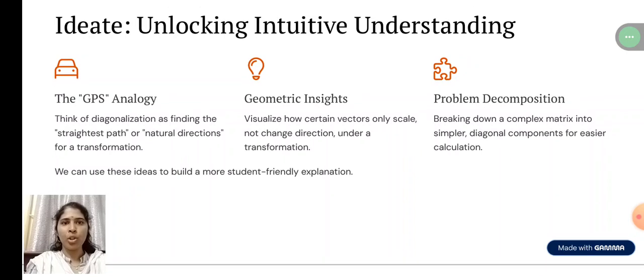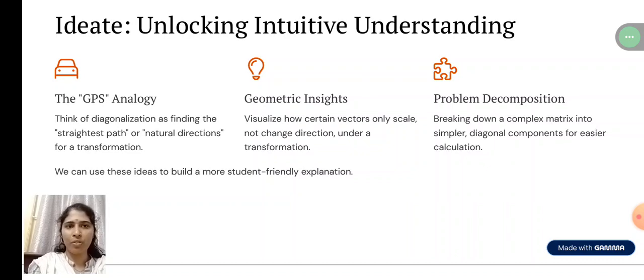Next is ideate. What is ideate? Why do we have to use diagonalization, and where is it applied practically? That is what we take under ideate. The GPS analogy: think of diagonalization as finding the straight path or natural directions for a transformation. Next is geometric insights: visualize how certain vectors only scale, and do not change direction, under a transformation. Next is problem decomposition: breaking down a complex matrix into a simple diagonal component for easier calculation.